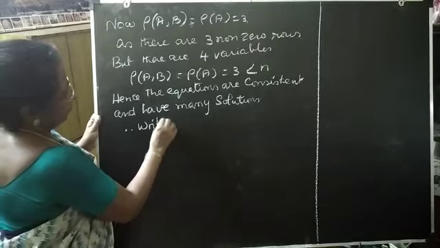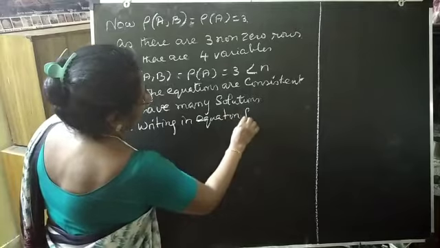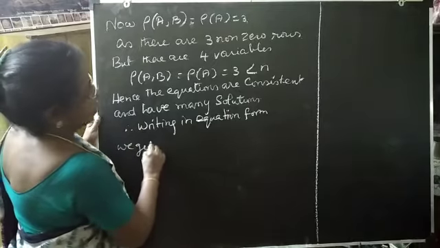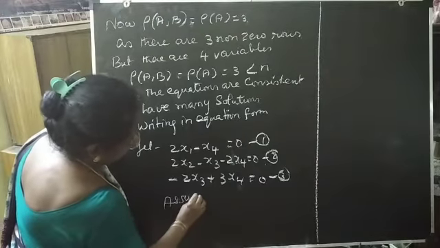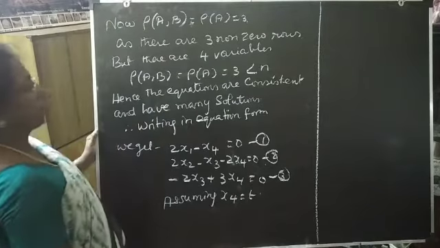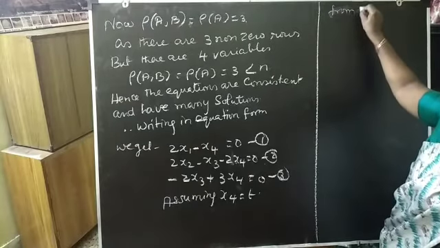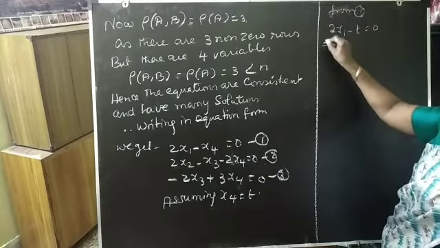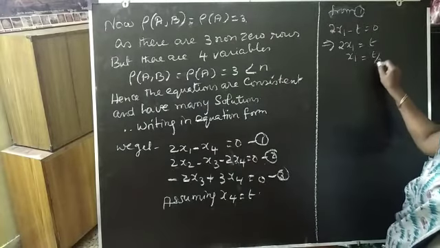Therefore, writing in equation form, we get, assuming x4 is equal to t. Substitute in the first equation from 1, 2x1 minus t is equal to 0 gives you 2x1 is equal to t, x1 is equal to t by 2.